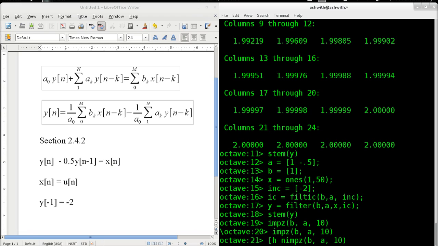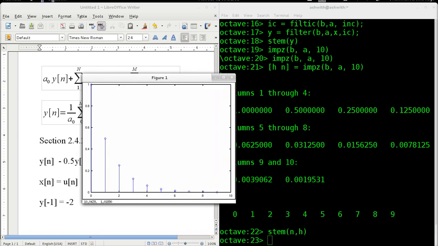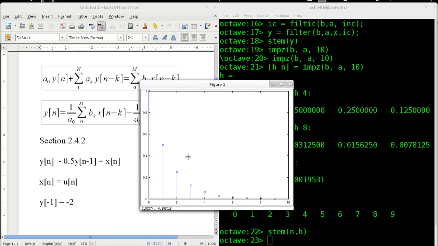So I say h comma n equals this. What it does is it gives me the values of h, and it gives me a time base. So if I just do a stem plot, h is like this. So this is my impulse response for this difference equation.